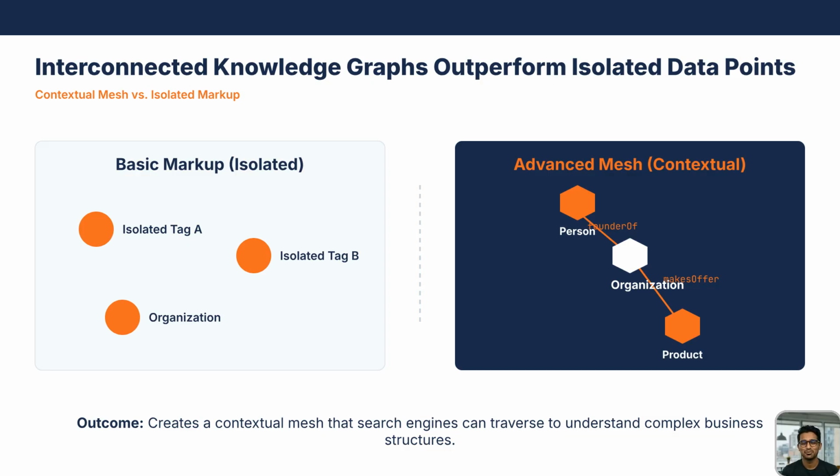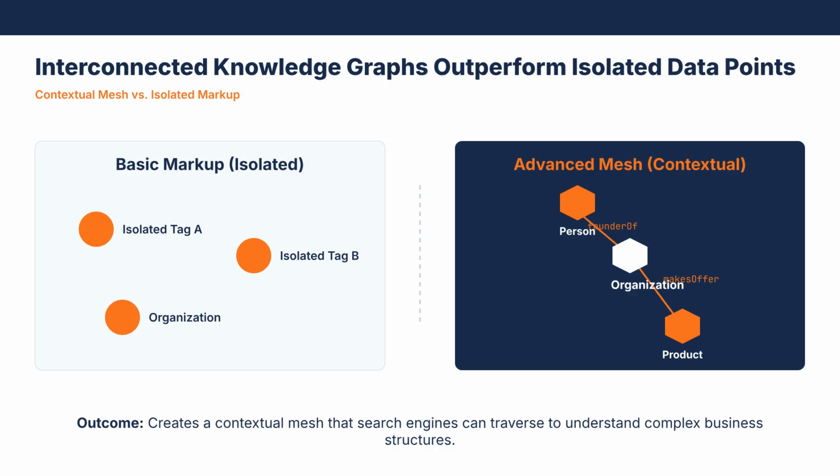Let's look at one of the biggest mistakes businesses make with schema markup. On the left, we have what I call isolated schema. We add an organization schema, maybe a product schema, and perhaps a person schema, but none of them are connected. To a search engine, these are just separate pieces of information.